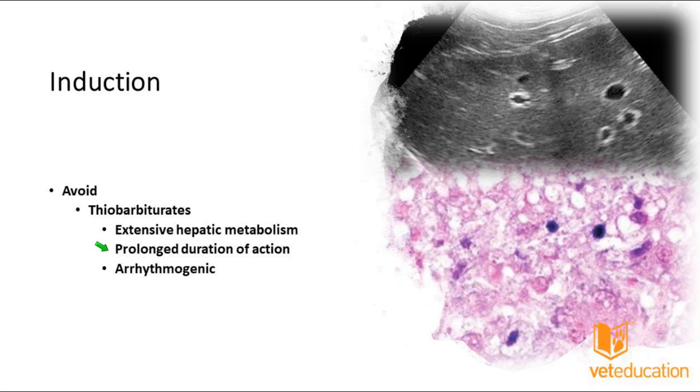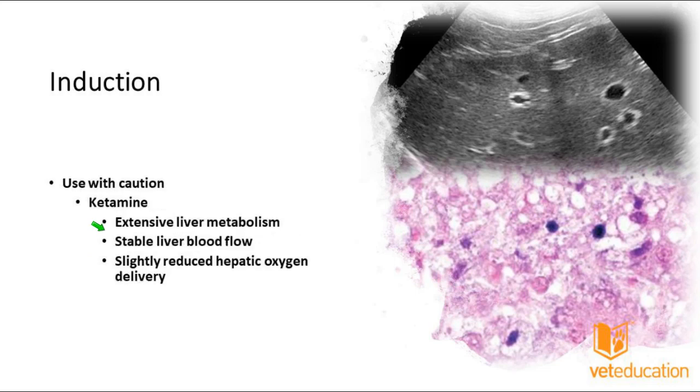You want to avoid thiobarbiturates. They've got extensive liver metabolism and prolonged duration of action. Oh, now we're talking about induction agents, sorry. For induction agents, thiobarbiturates are what we want to avoid: extensive liver metabolism, prolonged duration of action, and most importantly, they are arrhythmogenic unless you use them in conjunction with acepromazine. We've already ruled acepromazine out as a pre-med. We're not going to use it. That by default means we're not going to use thiobarbiturates, but also because they're extensively metabolized in the liver.